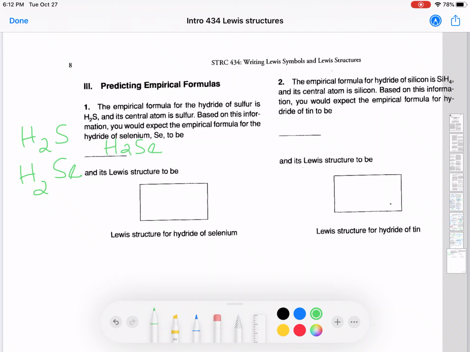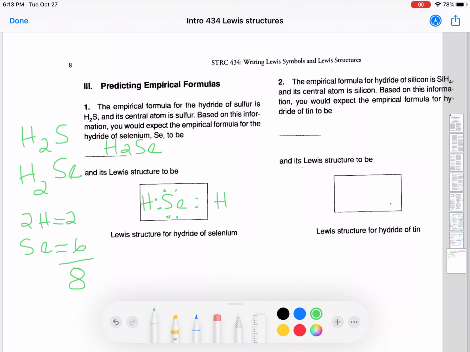And then the Lewis structure. So the selenium has 6 valence electrons, 2 hydrogens, 2 valence electrons. Selenium has 6, so 8 valence electrons. So selenium going to be in the center, hydrogen would be on the side, just one pair between the atoms, and then the remaining 4 you put on selenium to give it an octet. That's the Lewis structure for hydride of selenium.